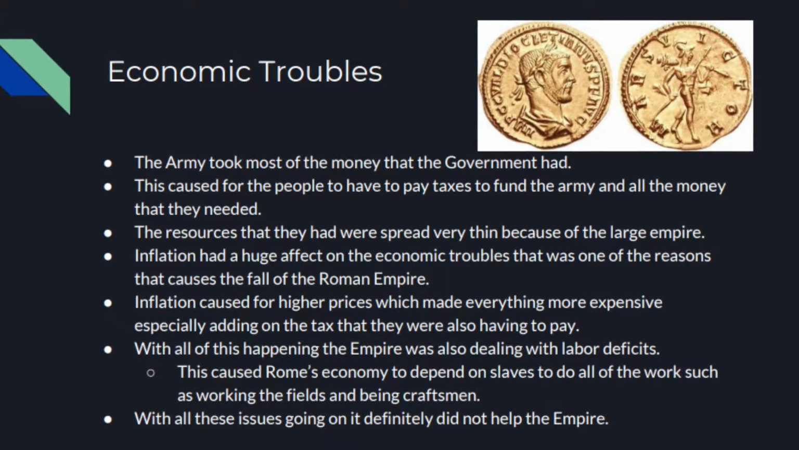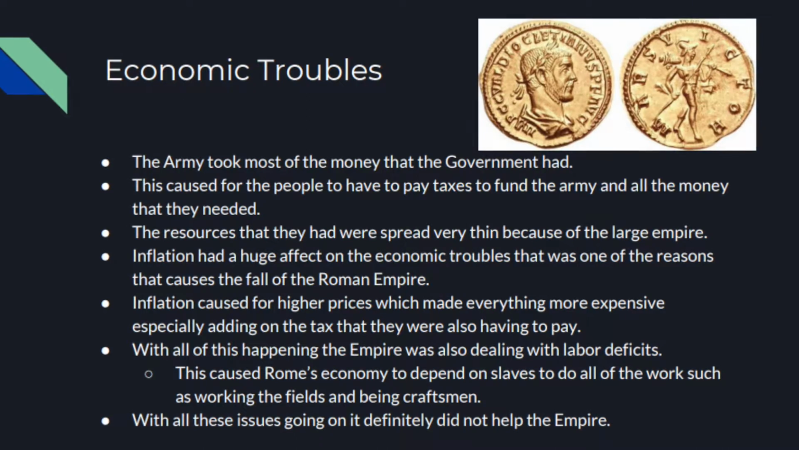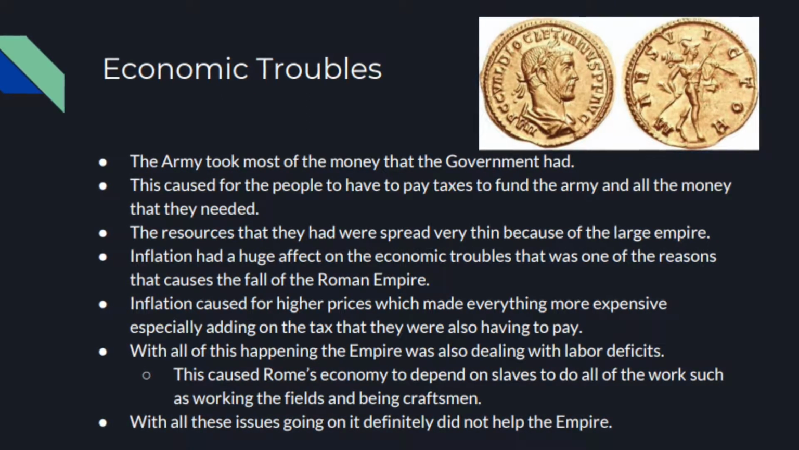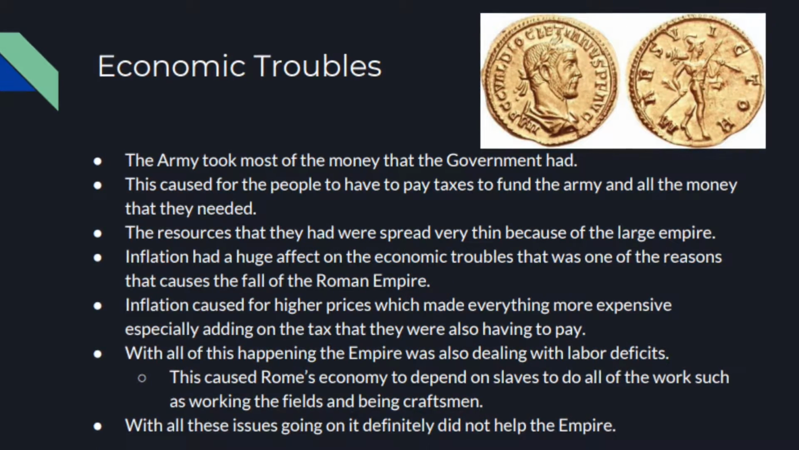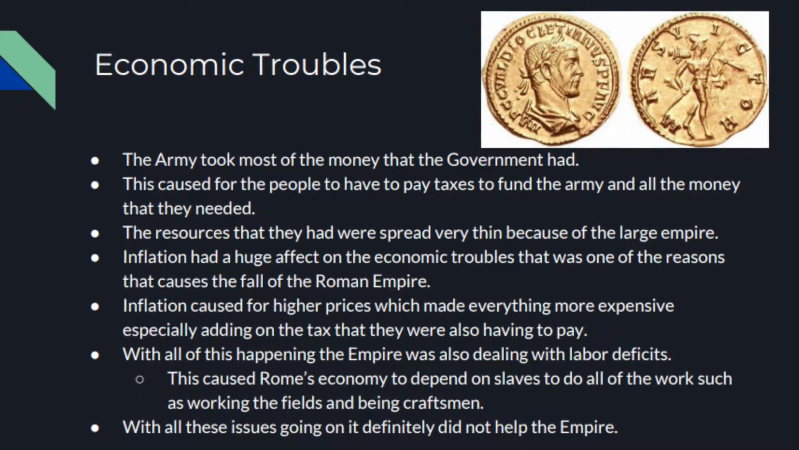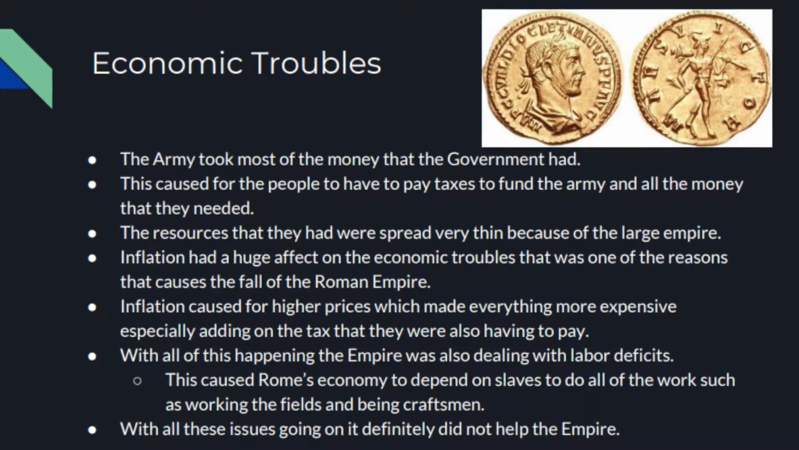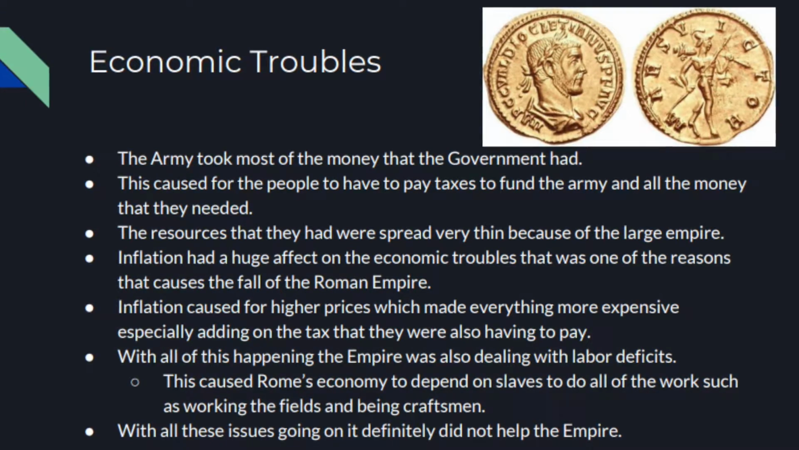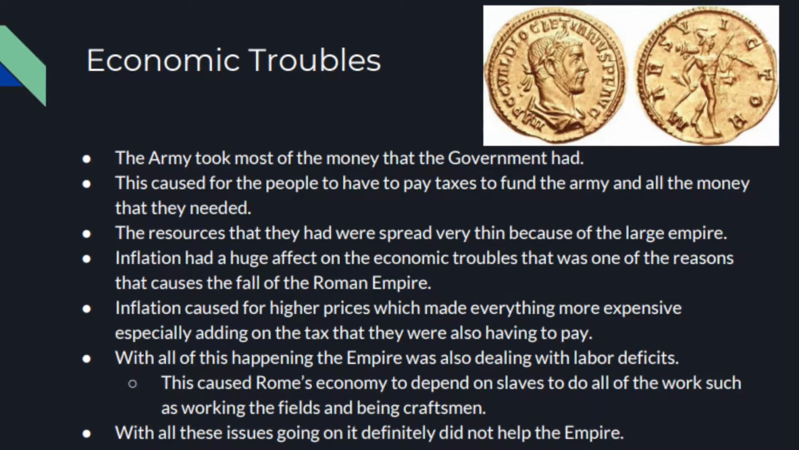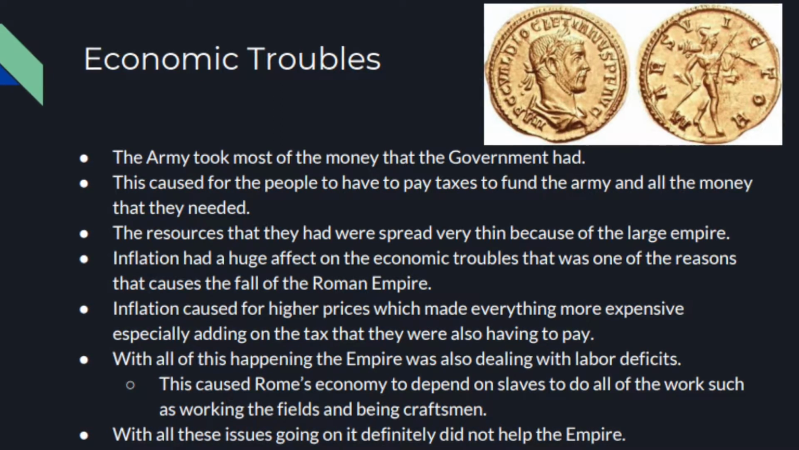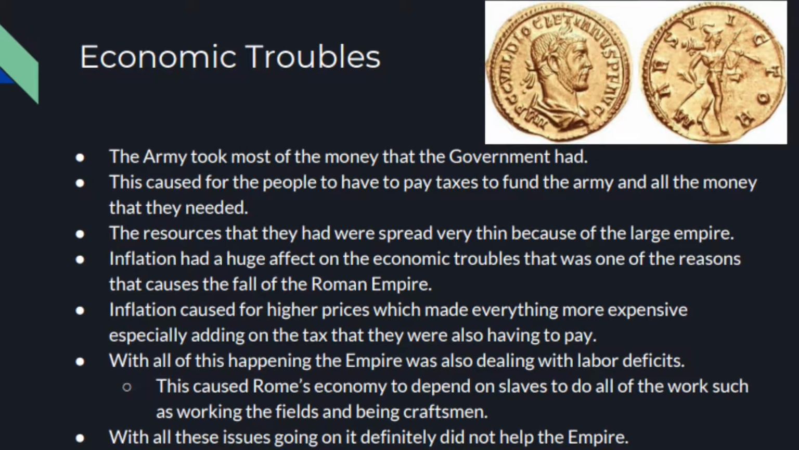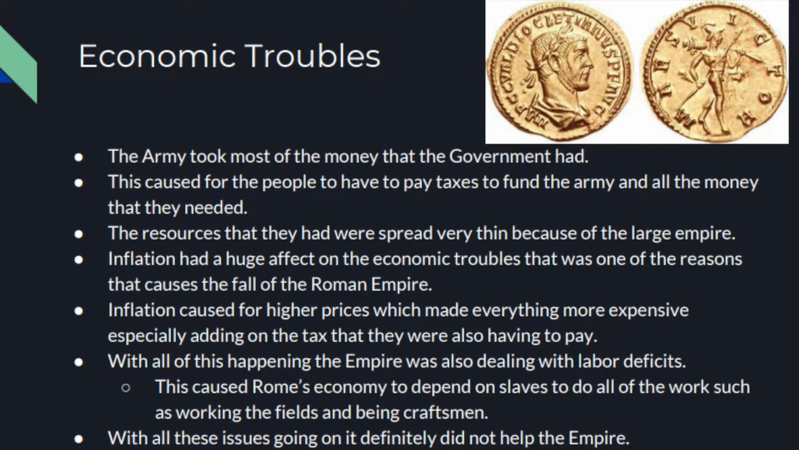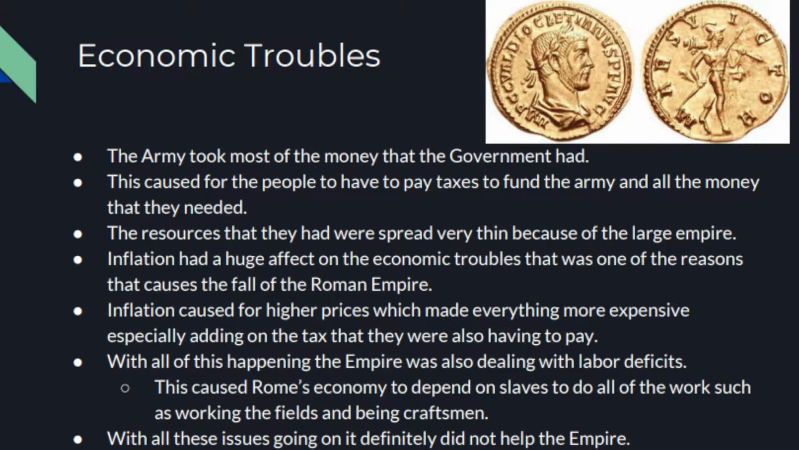Inflation had a huge effect on the economic troubles. That was one of the main reasons for the fall of the Roman Empire. Inflation caused higher prices, which made everything more expensive, especially adding on the tax that they were also having to pay. With all of this happening, the empire was also dealing with labor deficits. This caused the Roman economy to depend on slaves to do all of the work, such as fielding and being craftsmen, and they really had to be on their top game for this, or they would be in very big trouble. With all of these issues going on, it definitely did not help the empire in their success in trying to stop the fall of the Roman Empire.